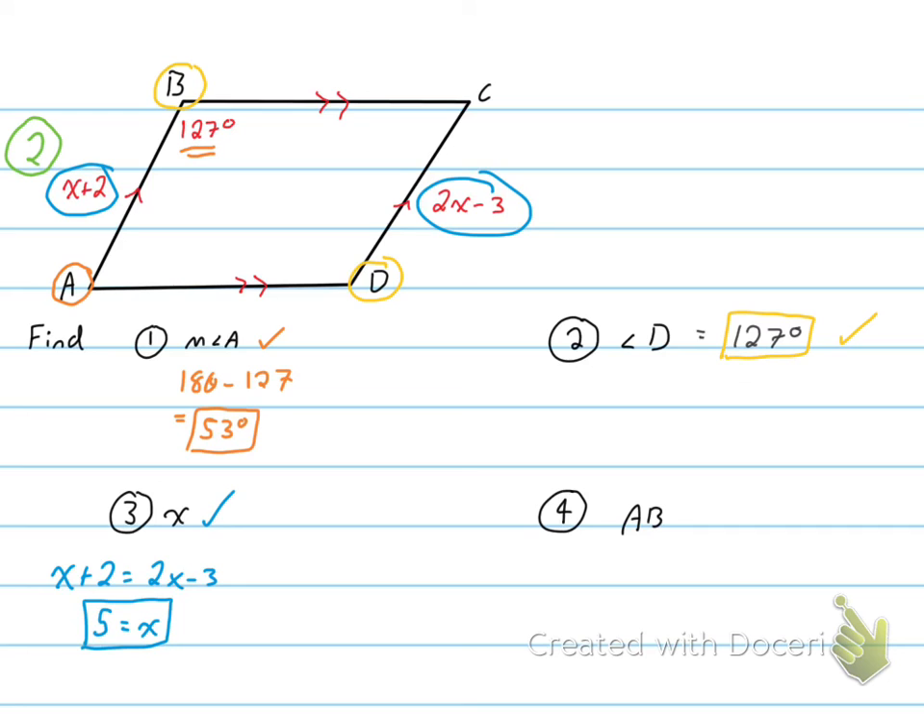Finally, to figure out what the length of side AB is, I plug 5 in for x, and I see that AB is equal to 7. That would be the same answer if I asked you to find what the length of CD was as well. And that would be it.